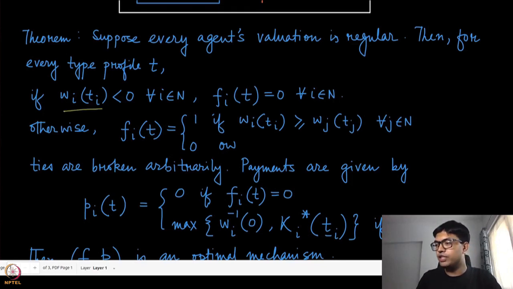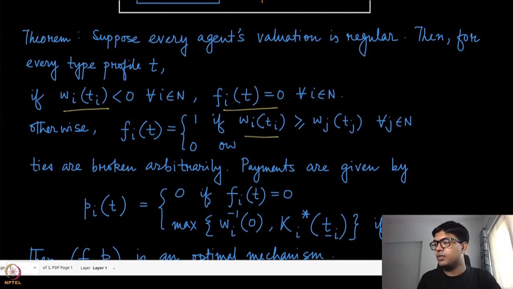If the virtual valuations are all negative for all these players, then it is best to not sell the object. That is what the optimal value of that optimization problem would give you. Otherwise, if there exists at least one agent whose virtual valuation is non-negative, then we are going to give it to the agent who has the highest virtual valuation. This is the second condition, and ties can be broken arbitrarily.